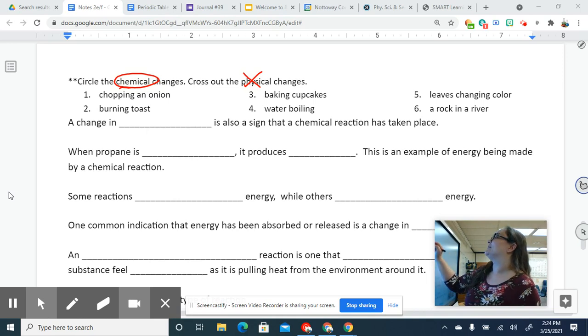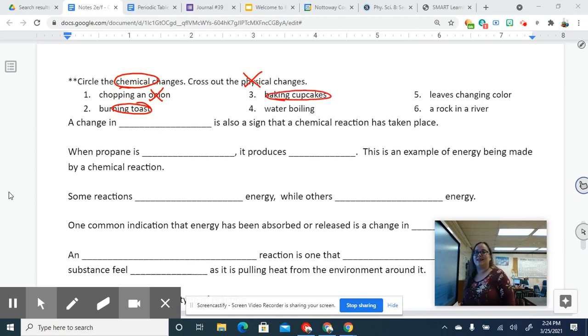So chopping an onion, it's still an onion. So it is a physical change. Burning toast, that outer layer is chemically changed into something new. It's a different substance, and you can't get those particles back. Baking cupcakes, again, I can't get the egg and the flour and everything back. I've made it into something new.